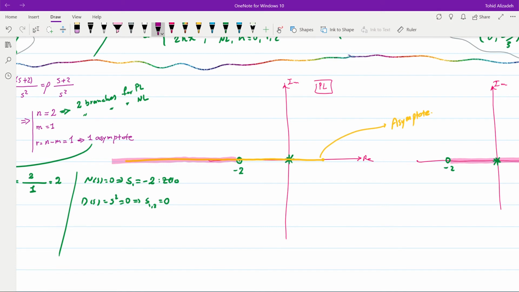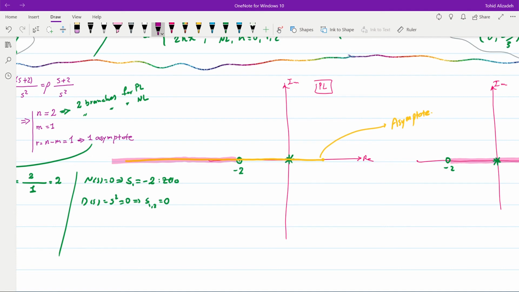Okay, so we have determined the parts of the real axis which belong to our root locus. Now we know that, and we also know that the branches will originate from the open loop poles of the system. So that's some information that we already have.